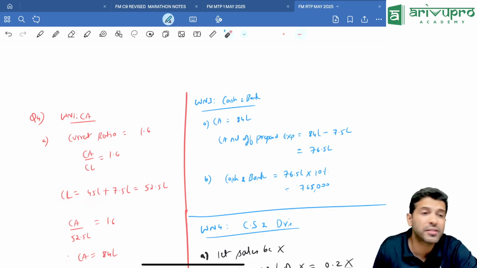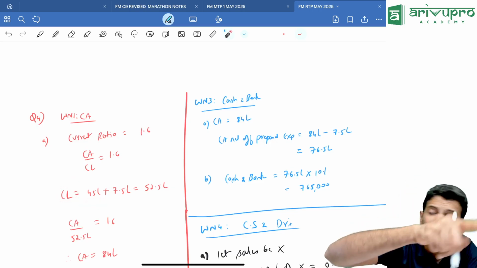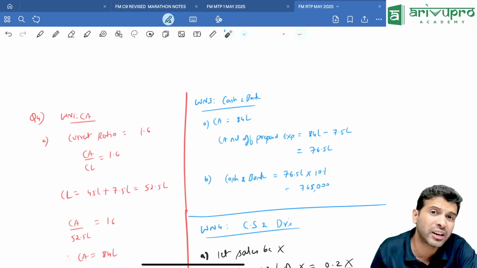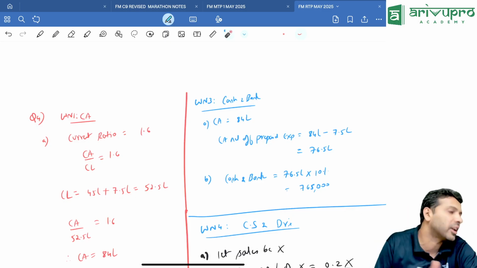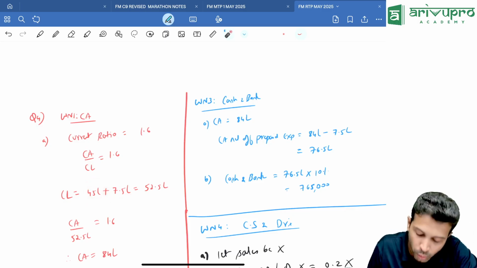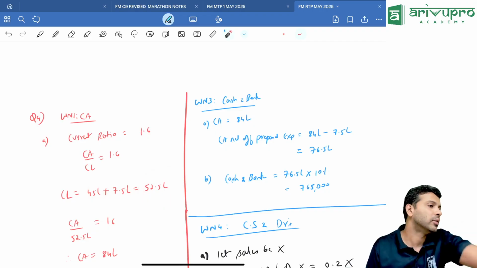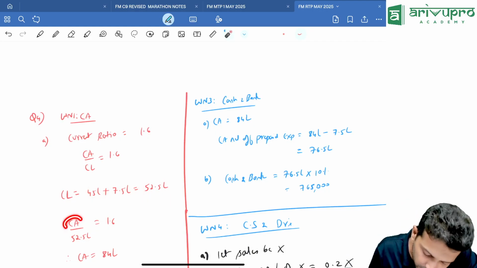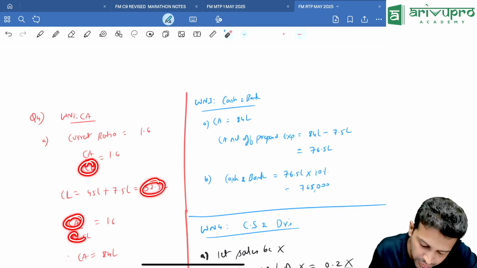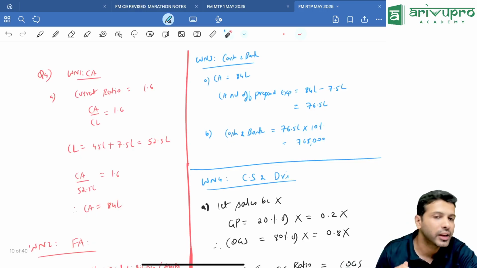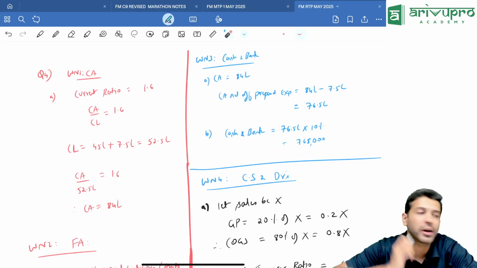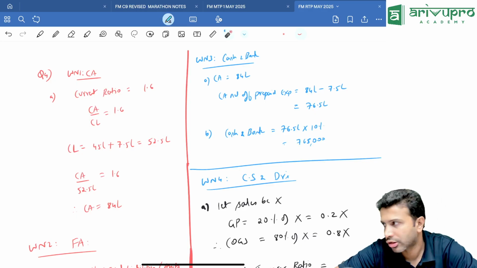The current liability they have given in the question is 45 lakh. Is that the actual number or is it after adjusting prepaid expense? After deducting prepaid expense, current liability is 45 lakh. But what is the actual value of current liability? 52.5. Substitute. Current assets we don't know. Current assets divided by current liability of 52.5 is equal to 1.6. With this, you will get current assets to be 84 lakh. Any doubt in this number, anybody? I'll go slow on these questions.